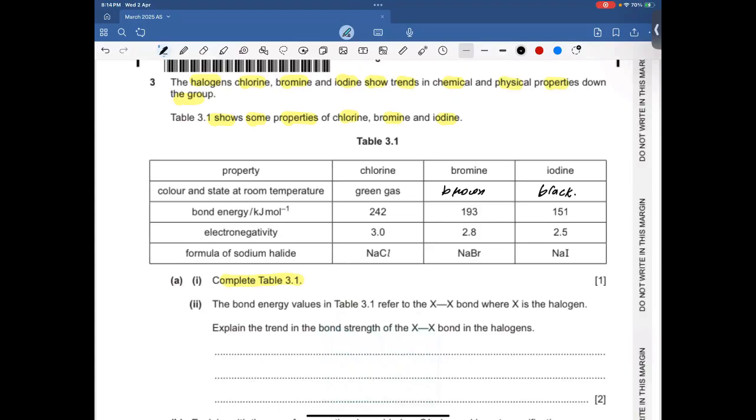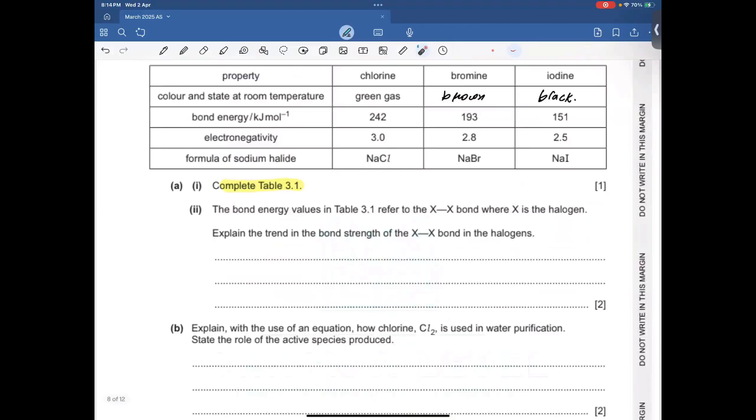All right. So what is it for chlorine? Chlorine has a bond energy of 242, then 193, and 151, which means bond energy from chlorine to iodine decreases. And we have discussed this issue in the class, in the lecture, right? Electronegativity also decreases. So there are two trends, the electronegativity trend and the bond energy trend. Let's talk about the next part. The bond energy values refer to the X-X bond, where X is the halogen. Explain the trend in the bond strength of the X-X bond in halogens.